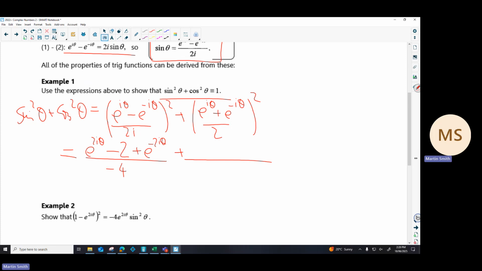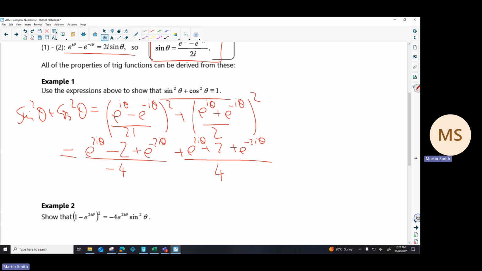Squaring cos is similar. So squaring the bottom, we just get 4. Squaring the tops, we get e to the 2i theta. We get plus 2, that's e to the i theta times e to the minus i theta, which is e to the 0, and the other way round. And we get e to the power of minus 2i theta. Then, in order to add these together, I'm tempted to just reverse all the signs in the first fraction.